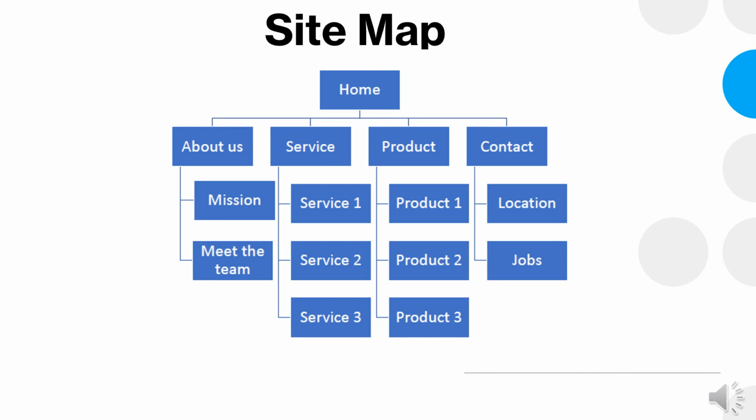then services as well can have other sub menus as well. So that's basically how sitemaps work. So you have main menus, and under those main menus you can have other sub menus depending on how you want to structure it for your users.